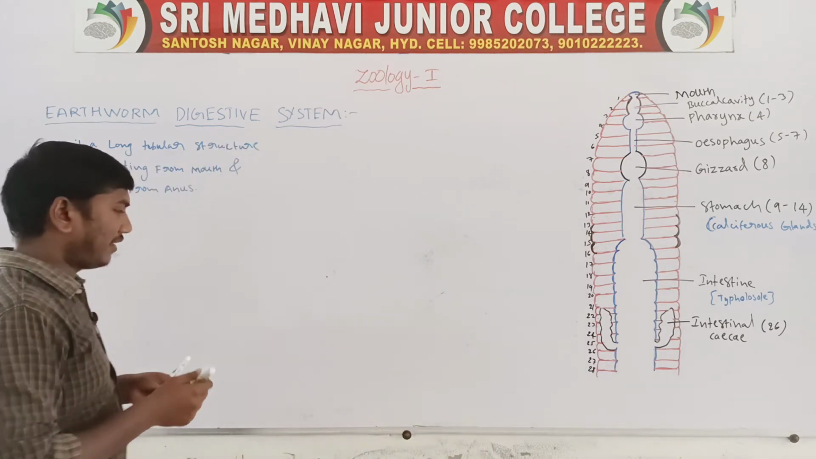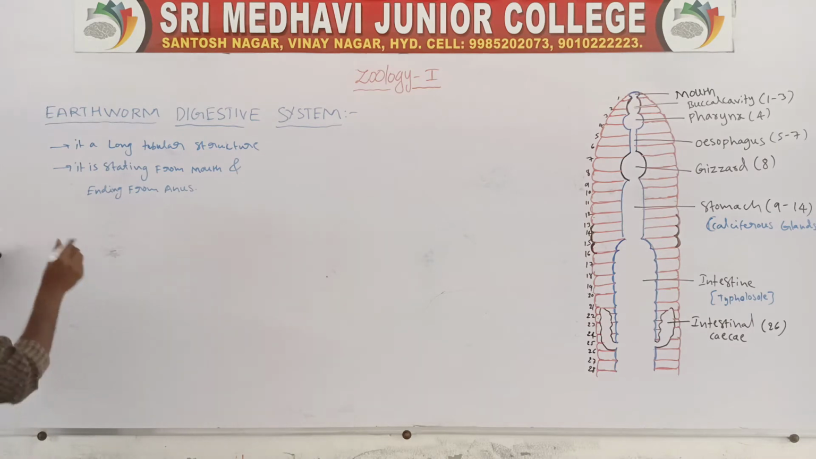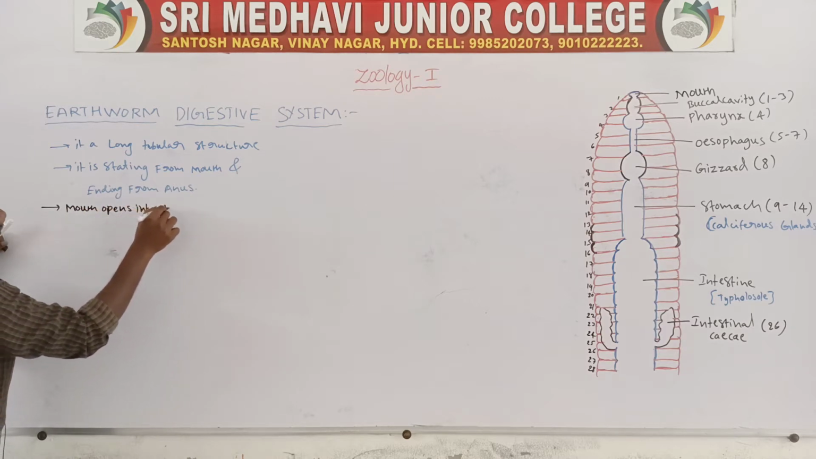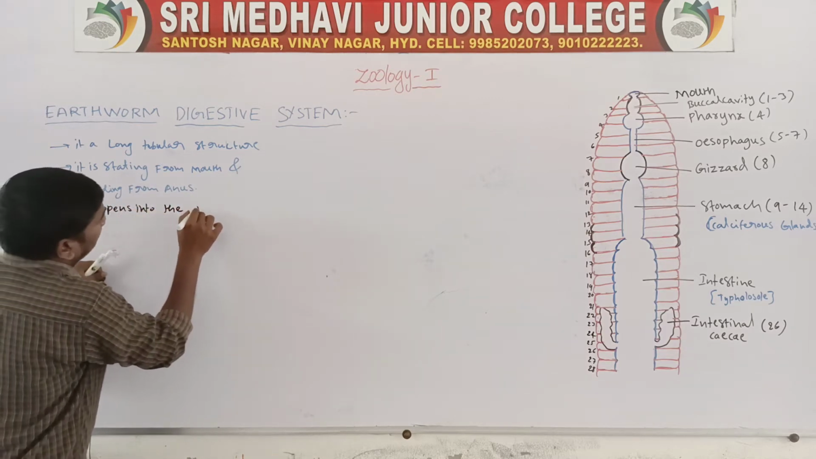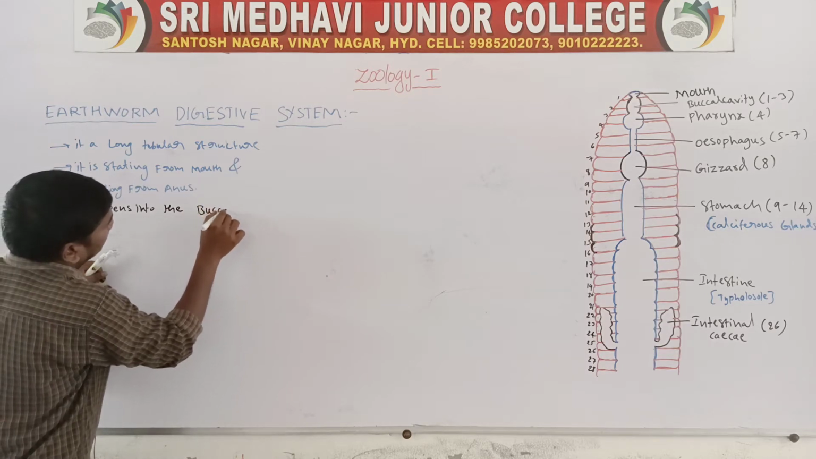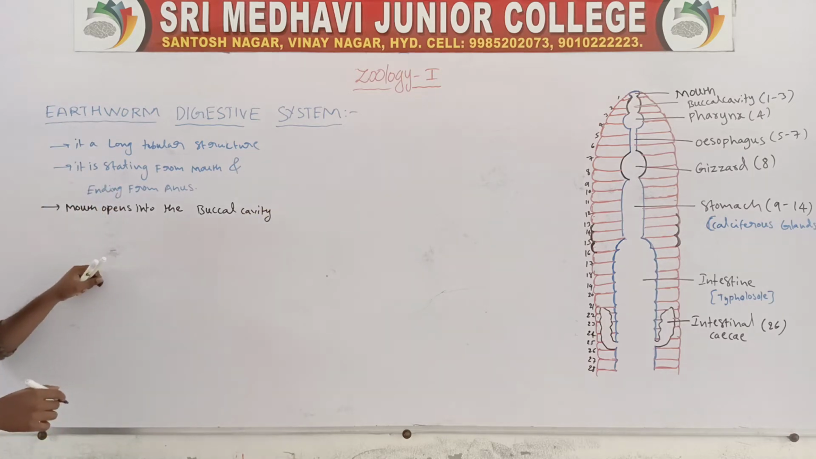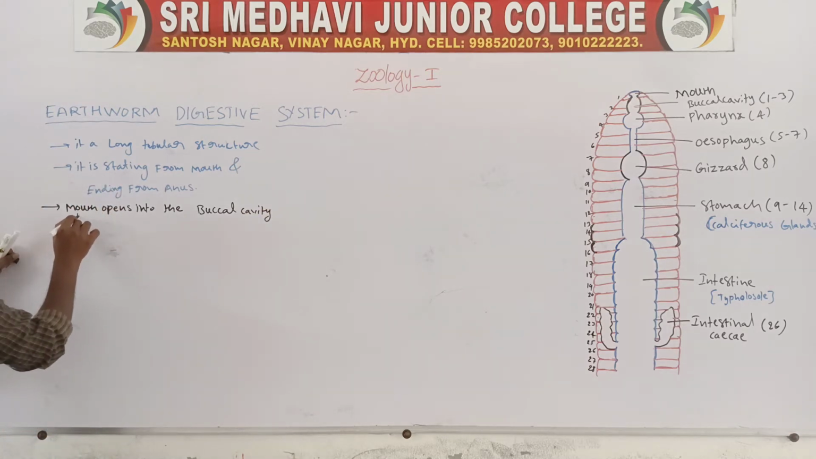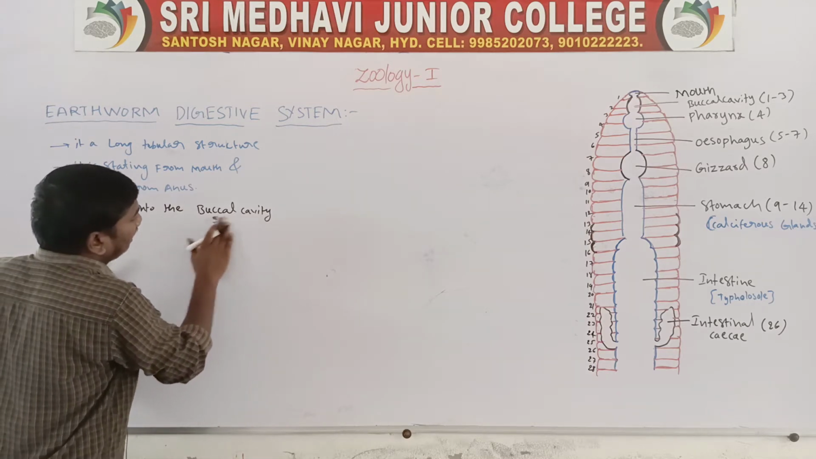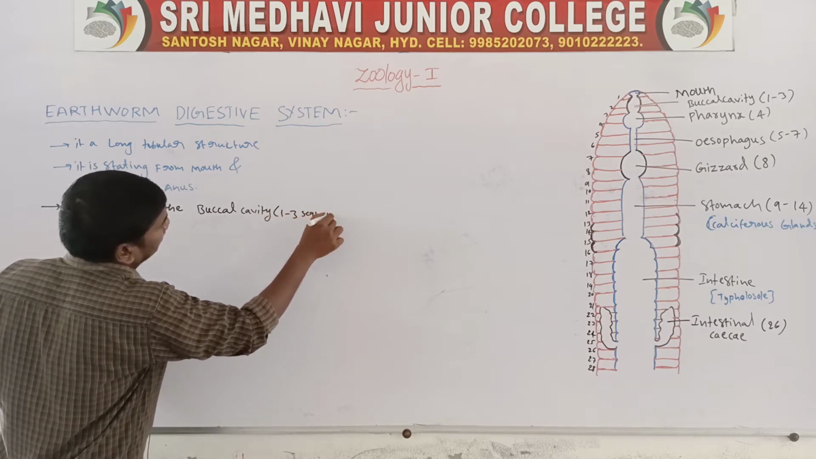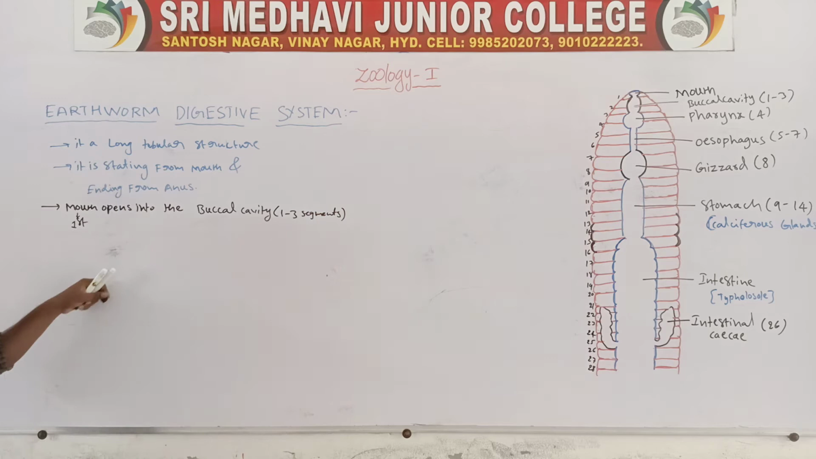First point: the mouth opens into the buccal cavity. The mouth is present on the first segment. The buccal cavity contains the 1st to 3rd segments.